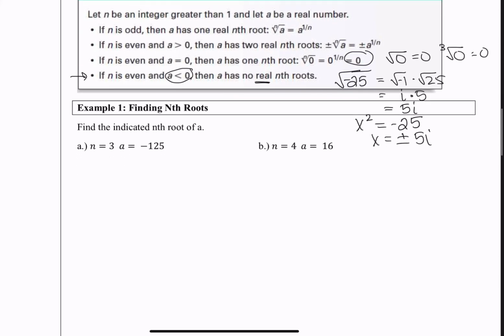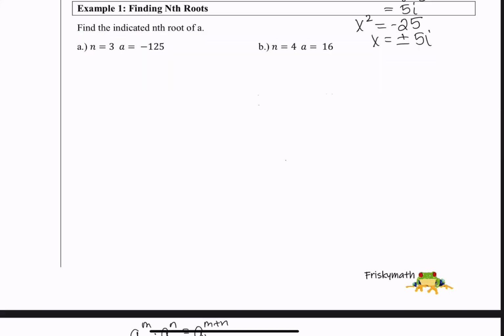All right, let's find the indicated nth roots of a. For our first example, we're going to find the indicated nth root of a. So the question here is, if I were to raise some number to the third power, I would get negative 125. So what do I have to raise to the third power to get negative 125? What can x equal?